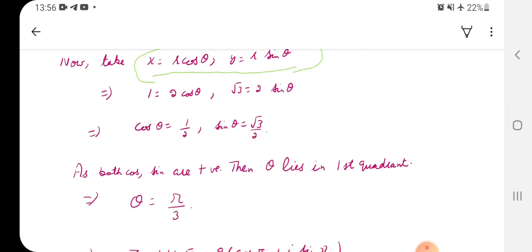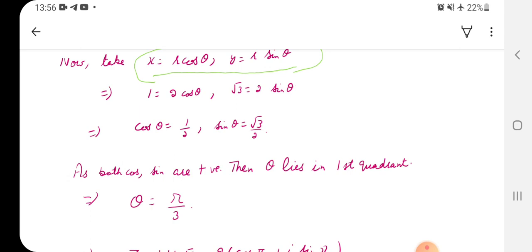Now you will get to know about this pi by 3 in the third chapter, trigonometry, that we are going to start next: how radians get converted into degrees, or degrees into radians. So till now you can know that 0 degree equals 0 radians. 30 degree equals pi by 6 radians.